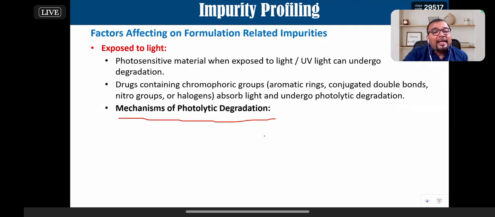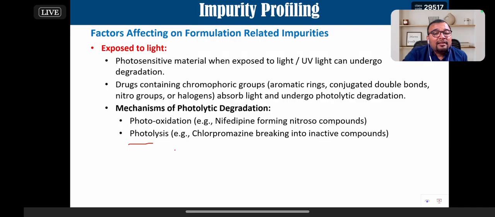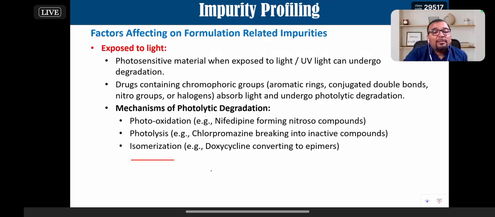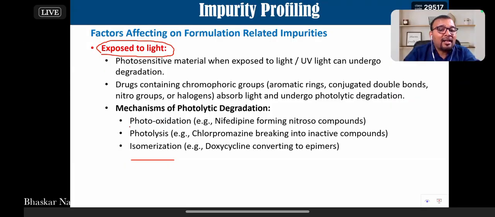What is the mechanism of photolytic degradation now? How does photolytic degradation take place? The first one is photooxidation. Example, nifedipine forming nitroso compound. Oxidation happens because of the light energy. That is the nitroso. Means what? There is an addition of oxygen over here. The second one is photolysis. Chlorpromazine breaking into inactive compounds. And the third can be isomerization. We talked about isomerization in the last case, cis to trans, etc. This is possible because of exposure to light also. So these are the three, again, the prominent mechanisms under which photolytic degradation can happen.